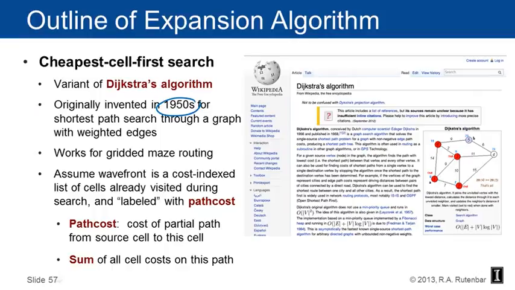If you want to think of the grid as a graph, think of the center of every cell as a node in the graph, and there are edges to the north, the south, the east, and the west neighbors. We assume the wavefront is an indexed list of cells already visited during the search, and we label them with their path cost. The path cost is the cost of all the cells on this partial path to the target, just the sum of all those cell costs.